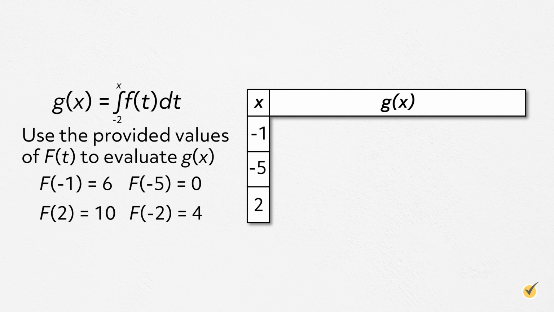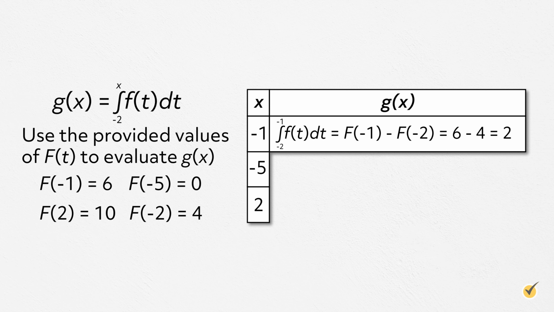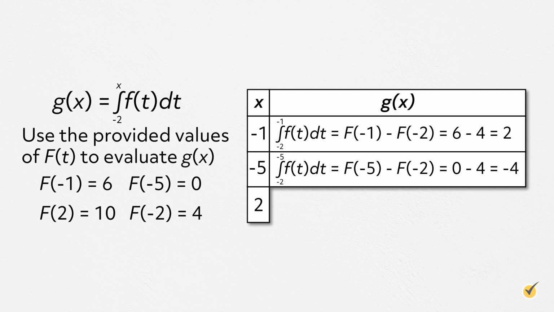Ready? When we plug in x equals -1, g of x is the integral from -2 to -1 of f of t dt, which is equal to big F of -1 minus big F of -2, which is equal to 6 minus 4, or 2. Then, when we plug in -5 for x, we get the integral from -2 to -5 of f of t dt, which is equal to big F of -5 minus big F of -2, which is equal to 0 minus 4, or -4. And lastly, let's plug in 2 for x.